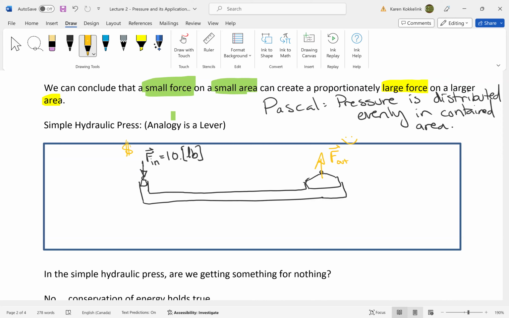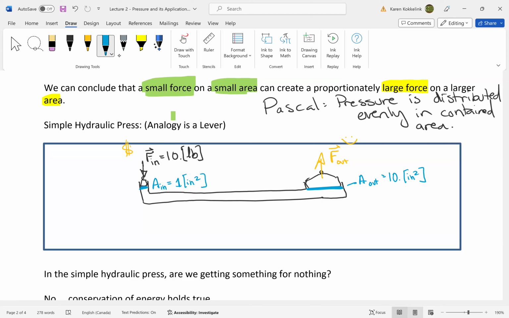So I put F in is 10 pounds over a little cross-sectional area. We'll call this cross-sectional area A in, and that's just going to be 1 inch squared. But if I use a large cross-sectional area A out, I hope to get a large force out because of how the equation works. So instead of 1 inch squared, I'm going to give 10 inches squared as my area out and hope for a bigger force.